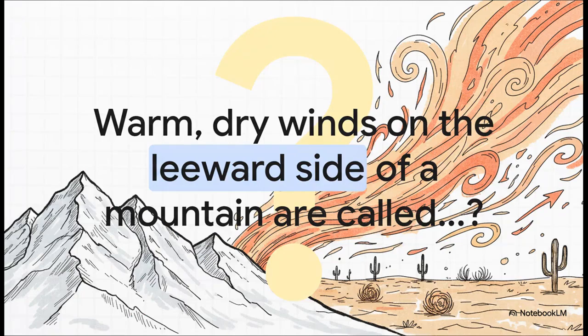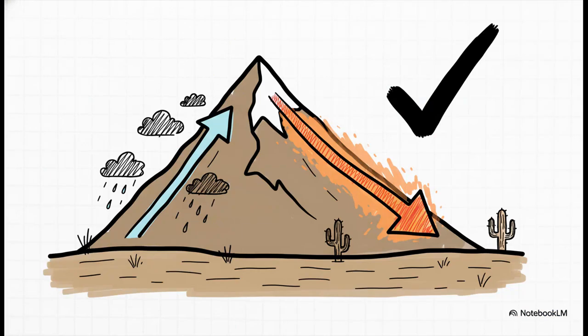Okay, second scenario for you. You've just crossed over a mountain range and you're descending on the sheltered side. The air's surprisingly warm, really dry, and the ride is getting bumpy. What kind of wind are you likely flying through? That is a Foehn wind. It's the classic signature of air that got all its moisture wrung out on the way up one side and then warmed up like crazy as it descended down the other.